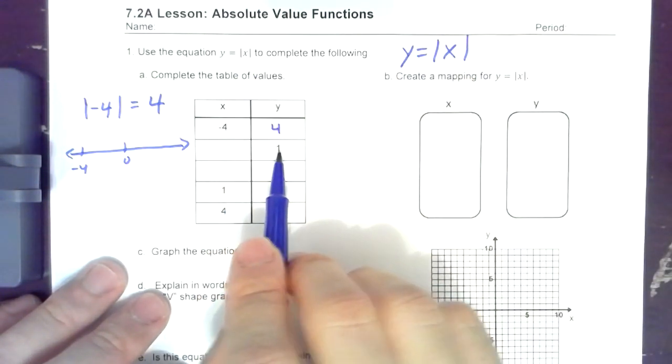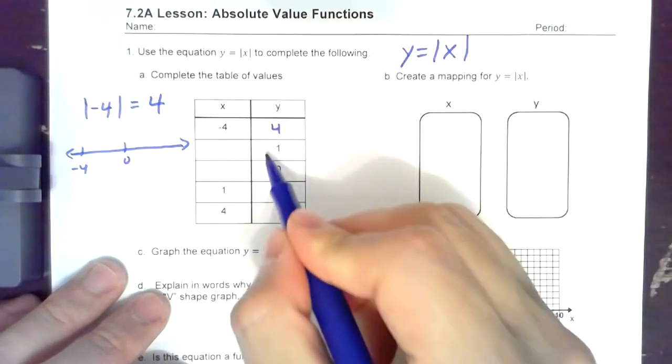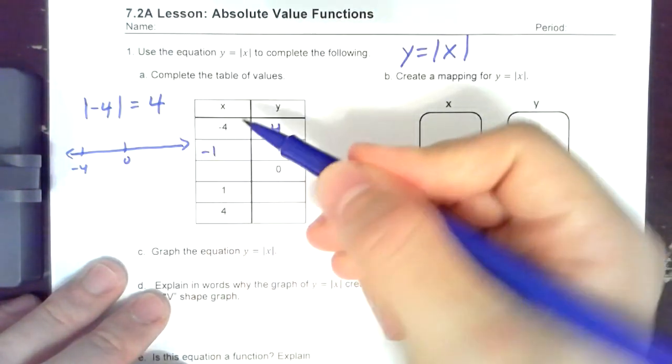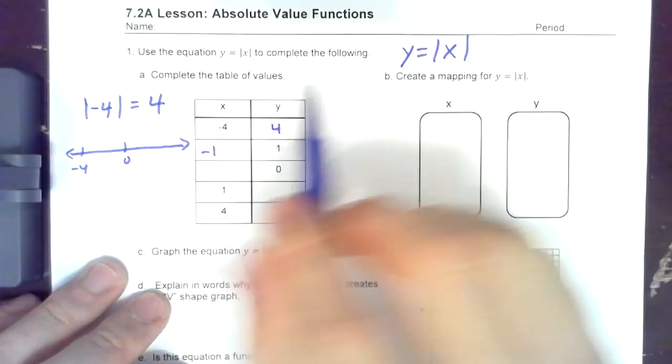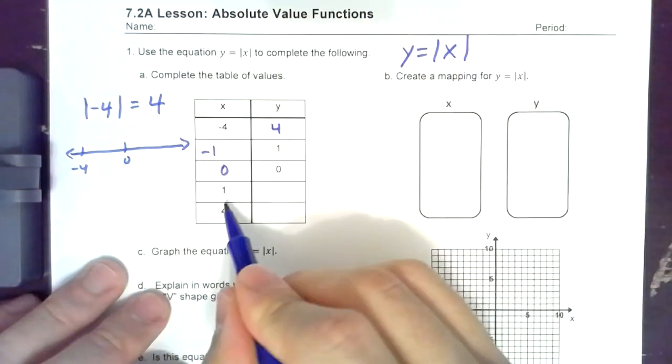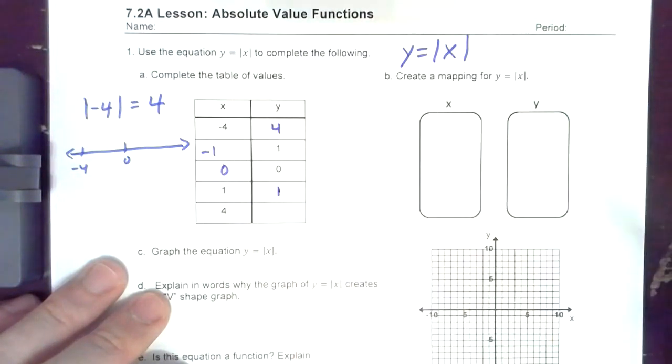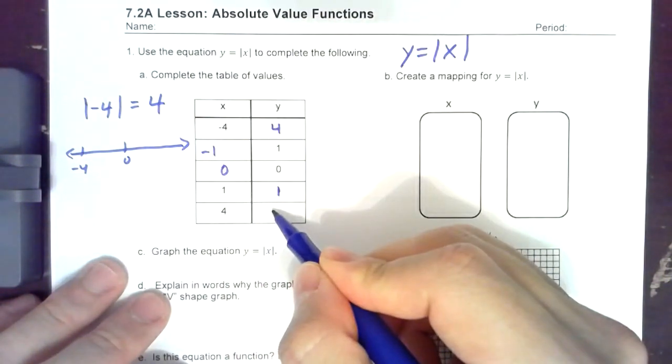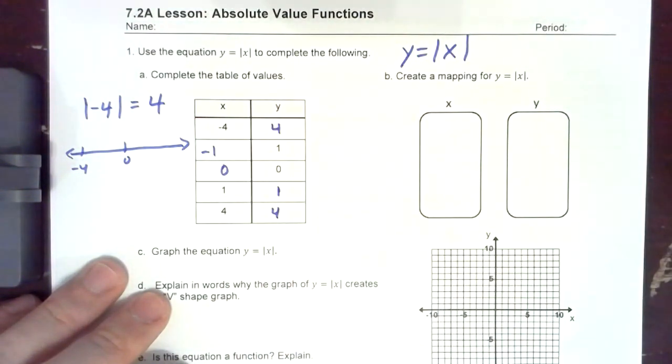Now, here technically, they can have two different values. You can have -1, and it could be 1. So I'm just going to write that. 0 is still 0. 1 is actually 1. And then 4 is 4.